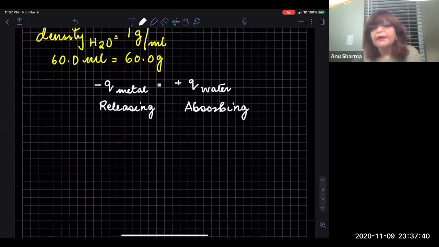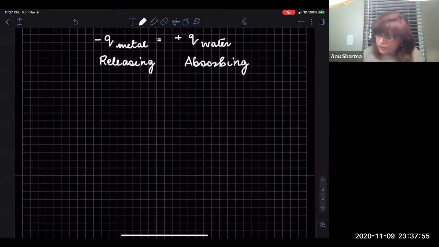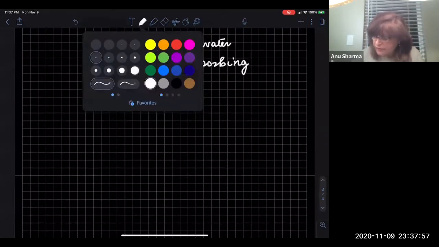The way it is explained in your book, on one page they're saying that Q should be negative for something that is releasing heat, but when they're doing the calculations, they made it positive. No, there's a better or more right way to do these problems. So let's just look at that one first.